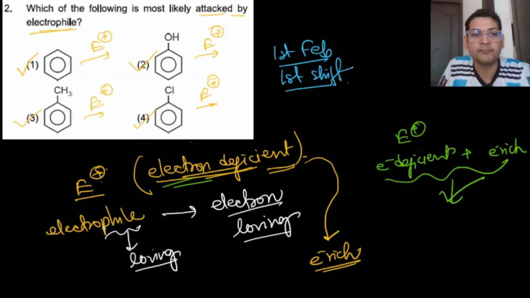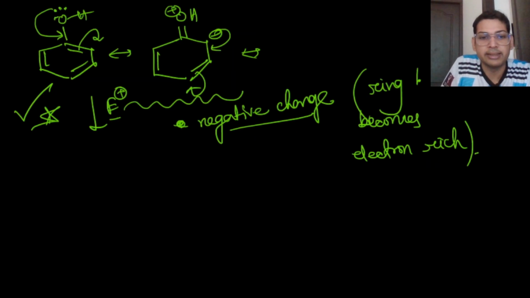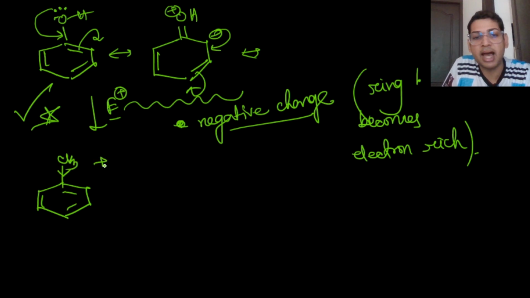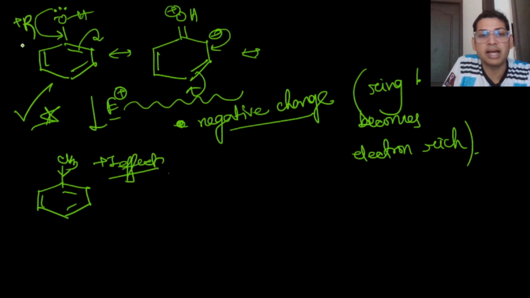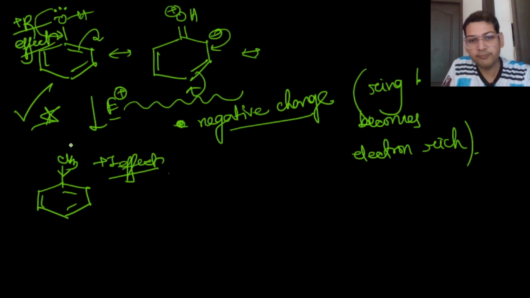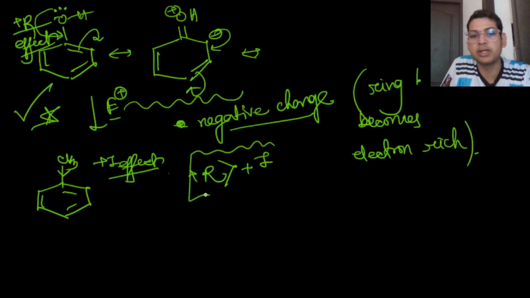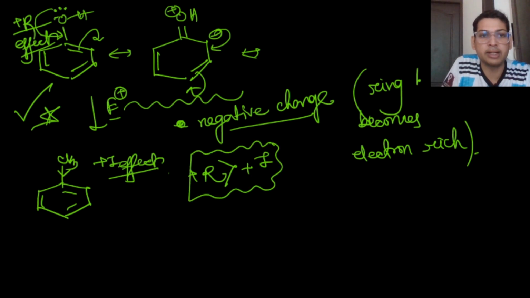Then it is given toluene. Toluene is also electron rich, right? Yes, toluene is also electron rich, but this is by plus I effect only, while in phenol it is by plus R effect. Are you getting my point? Toluene has the plus I effect, and we know that resonance always predominates over the inductive effect. So who is more electron rich? Phenol is more electron rich.